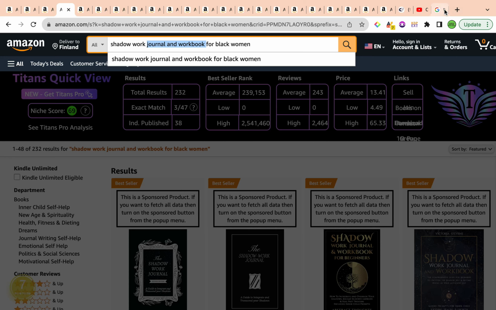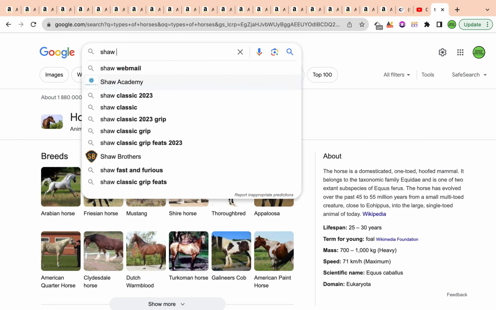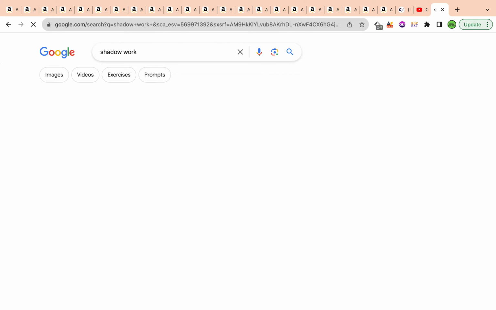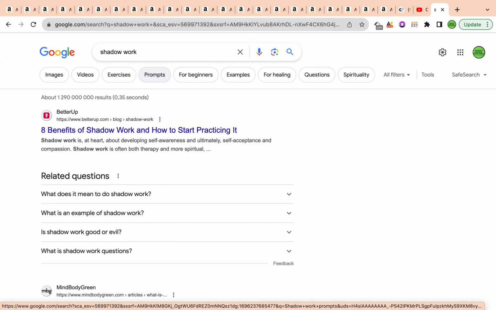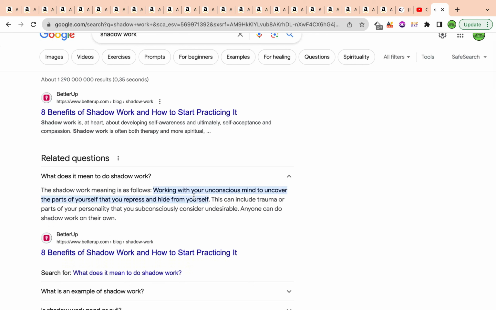Now, if you're not familiar with shadow work, it's basically a type of new age healing therapy that people practice to help them work through the traumas of their subconscious mind. And it says here that it is about developing self-awareness and ultimately self-acceptance and compassion. It's also a therapy, and it's also more spiritual in that sense, and it works with the subconscious mind to uncover the parts of yourself that you repress and that you hide, and it could include trauma, it could include parts of your personality that you consider undesirable, and anyone can do shadow work.